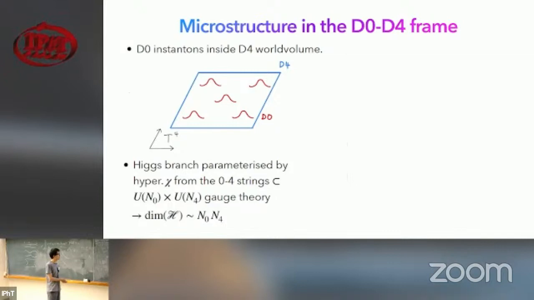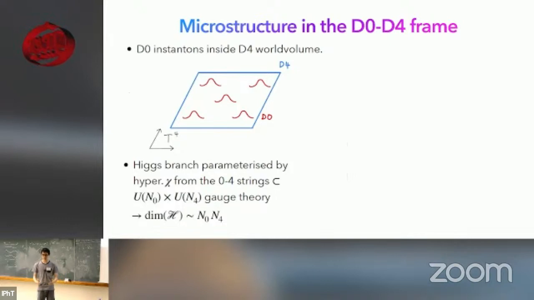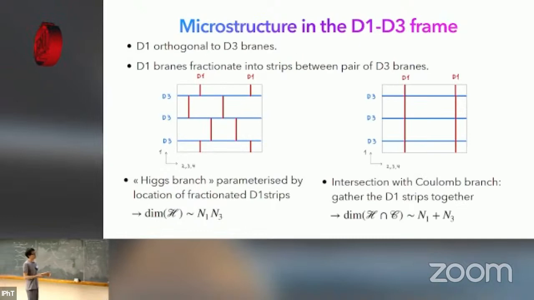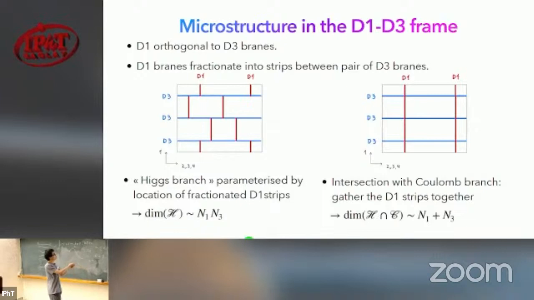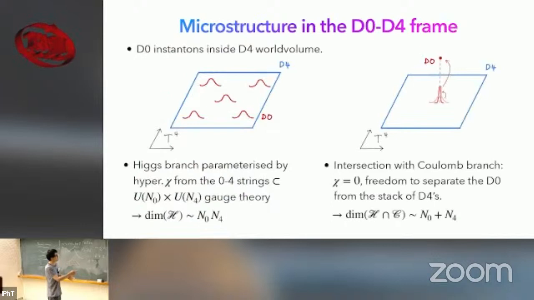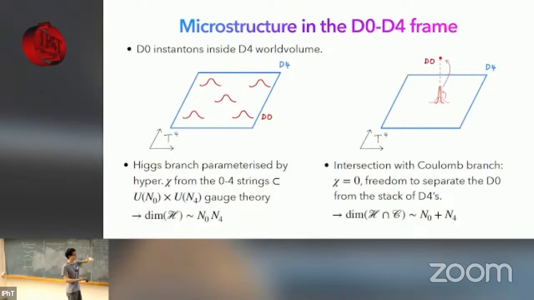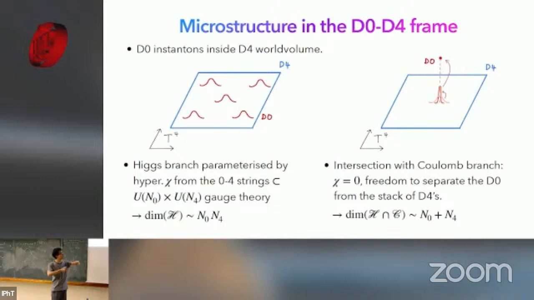So to continue with the food analogy, if the microstructure was the food and the T4 was our plate in which food is served, well, the thing is that you can't eat your food that easily. You have to take these hypermultiplets to be equal to 0 and go to the Coulomb branch. The intersection with the Coulomb branch is the phase where these D0s can leave the D4s. And for this, you need to put the hypermultiplet chi equal to 0. And the dimension of the intersection of the Higgs branch and the Coulomb branch is given by the number of N0 branes plus the number of N4 branes, because it corresponds to the degrees of freedom to move, to separate apart all of the D0s and the D4s.